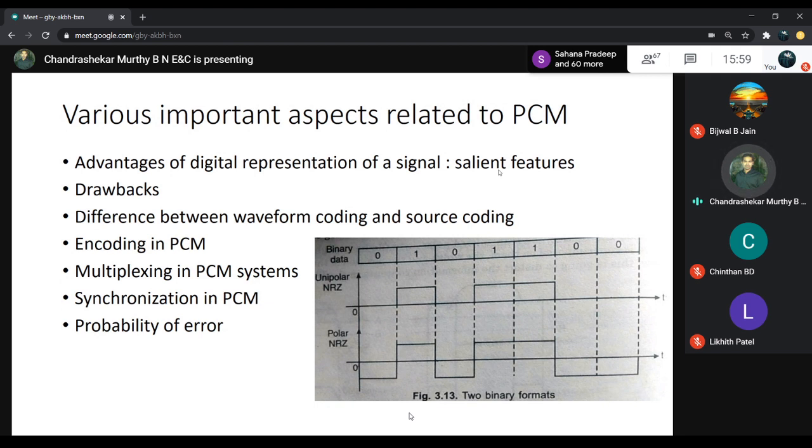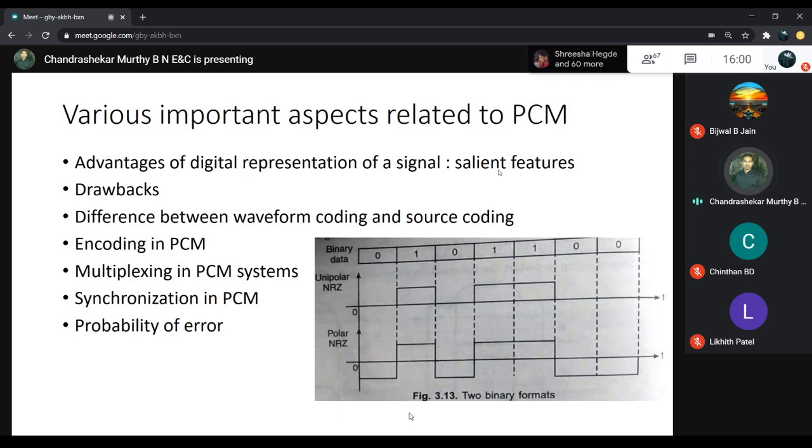If some noise is introduced, we can easily reconstruct using a regenerator, and communication can be kept private and secure, using some encryption system. Also, there is the possibility of a uniform format for different kinds of baseband signal.